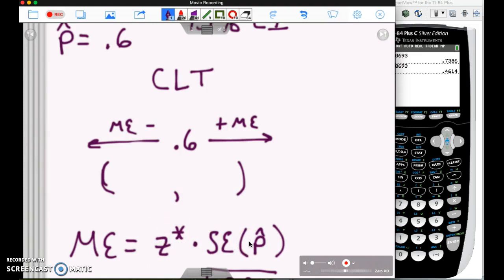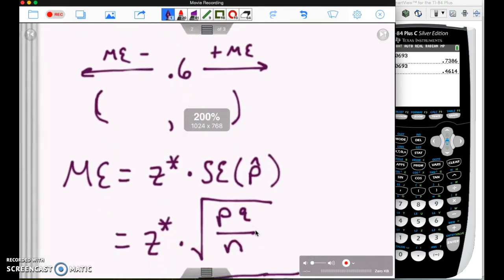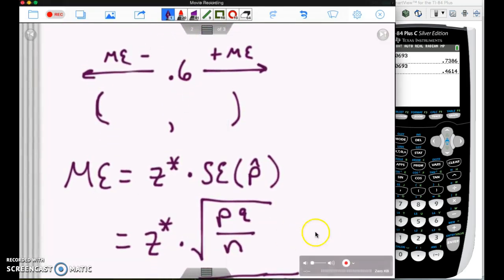We actually already know how to find standard deviation for p hat. Standard error is exactly the same calculation. The only difference is we don't know the population proportion. We know the sample proportion. So we're not finding the population standard deviation, and because we're basing this calculation off of a sample proportion, we call it standard error instead of standard deviation. That's really the only difference.